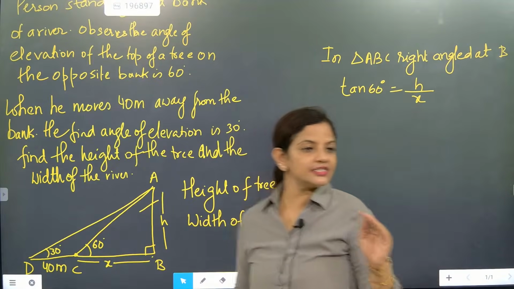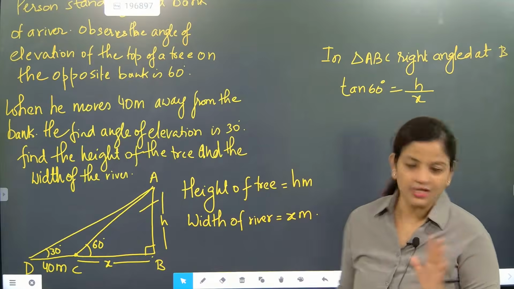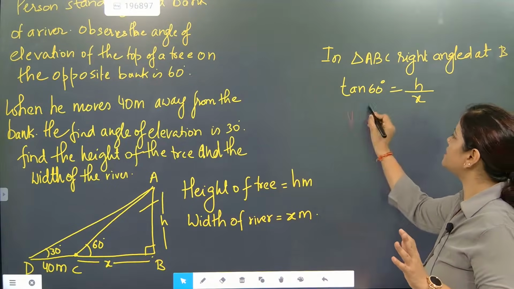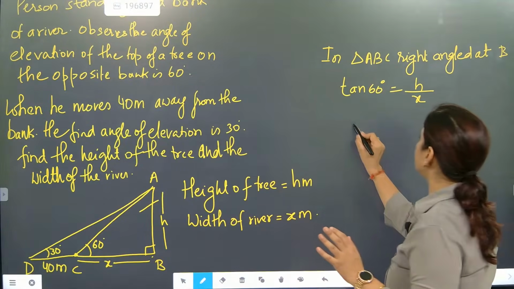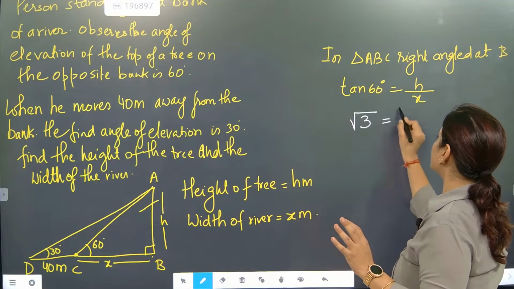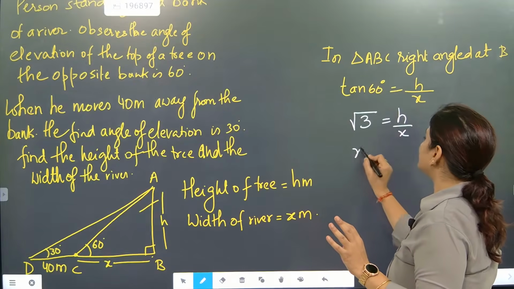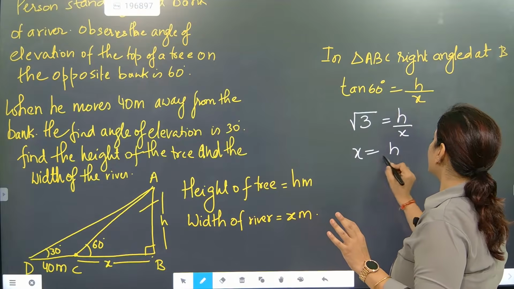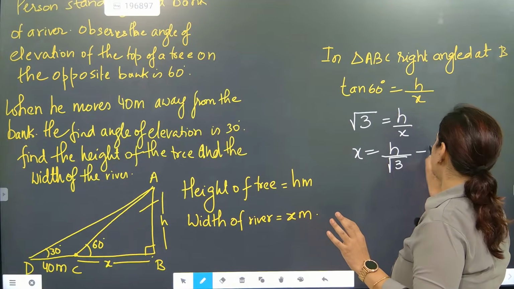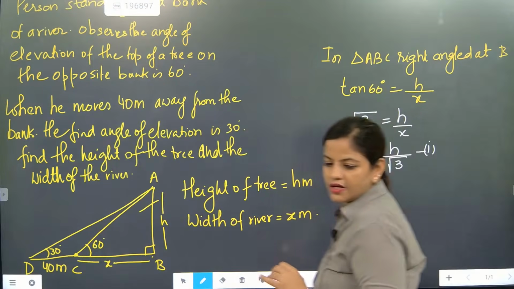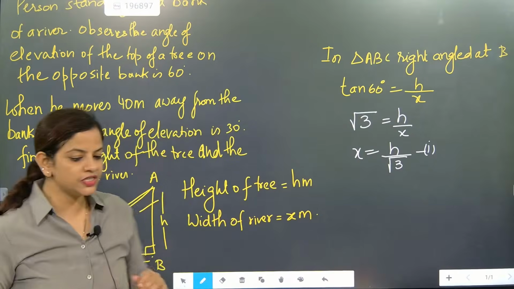So tan theta is perpendicular by base. So now tan 60 degree is h by x. What is the value of tan 60 degree? Root 3. Root 3 is equal to h by x. So what is x, beta? h by root 3. This is equation 1.